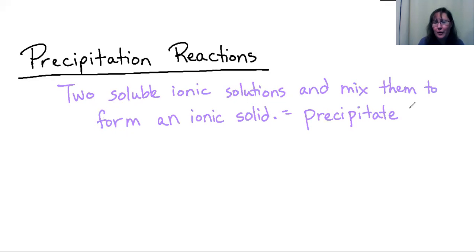There's a horrible joke that says if you're not part of the precipitate, you're part of the solution. Or if you're not part of the solution, you're part of the precipitate. So, you know, there's a lot of chemistry humor out there.